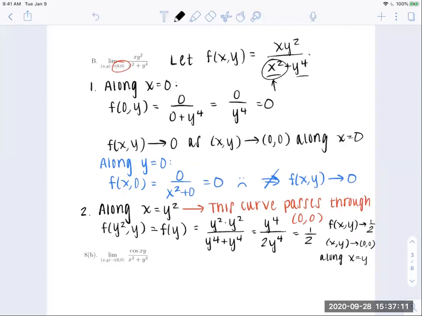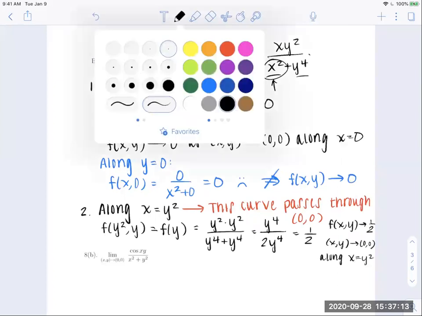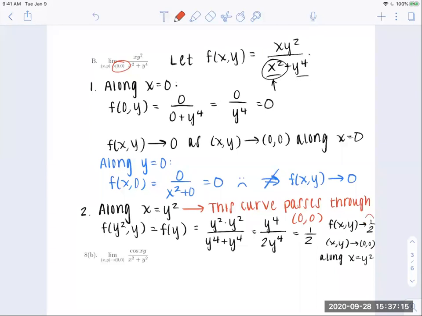All right, so this tells me that my function is approaching 1/2 as xy approaches the origin along x equals y squared. Getting out my red marker here, I have a limiting value of 1/2 here, and I have a limiting value of 0 here. So that's enough, right? We can say by Theorem 13.2.2 Part B, the limit does not exist.